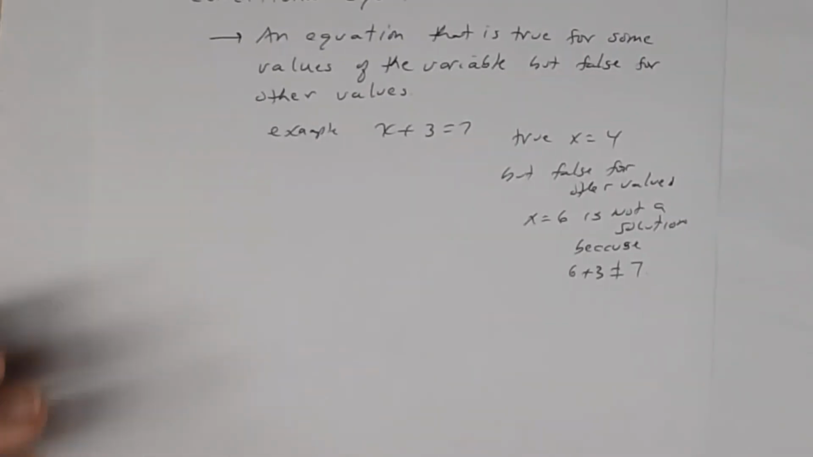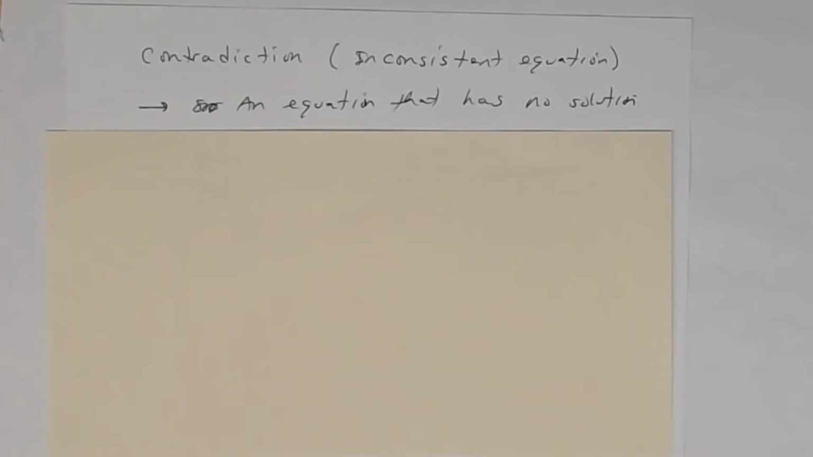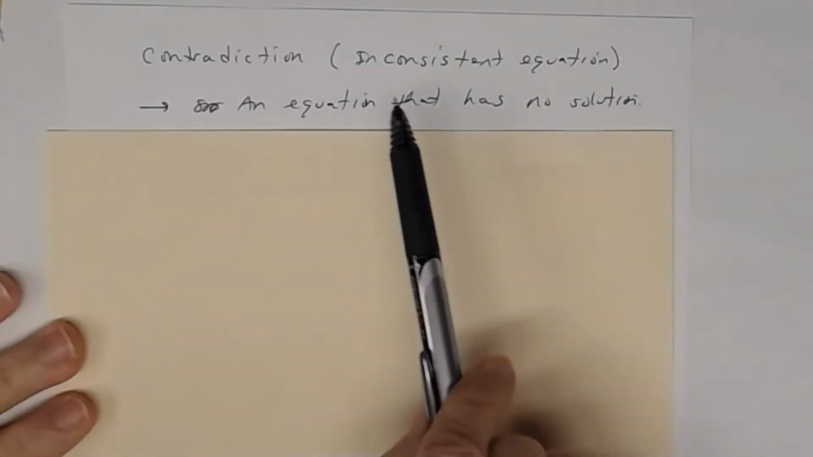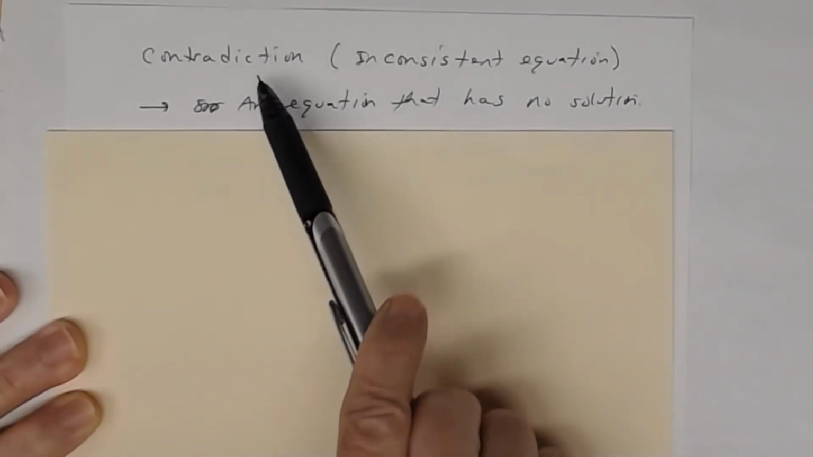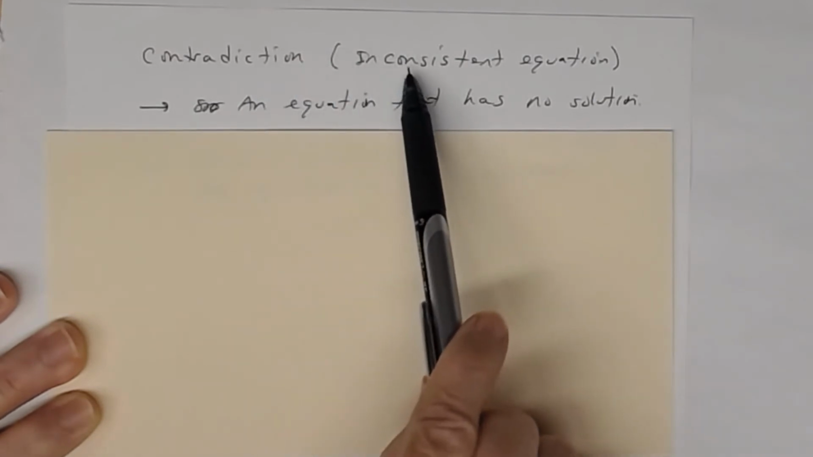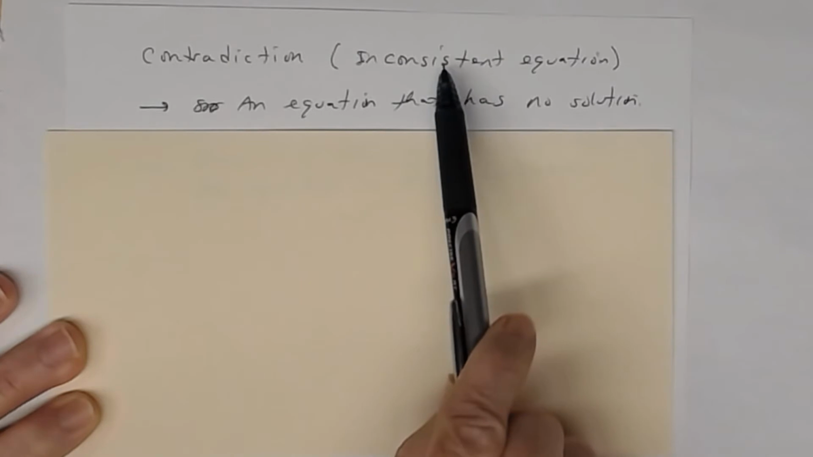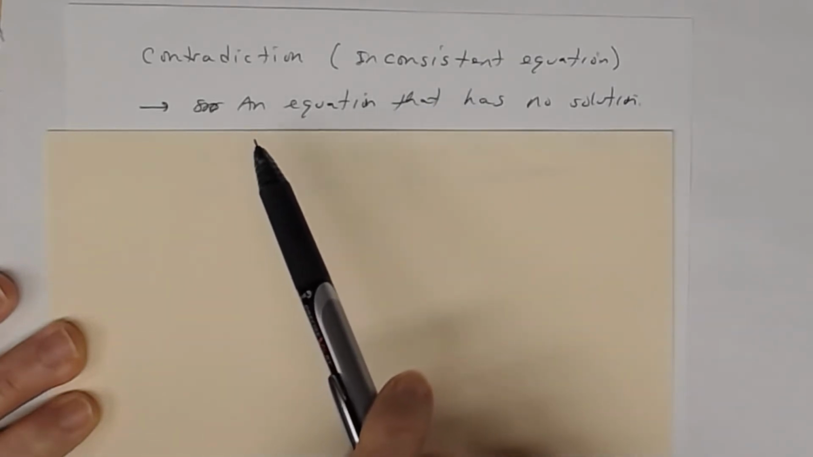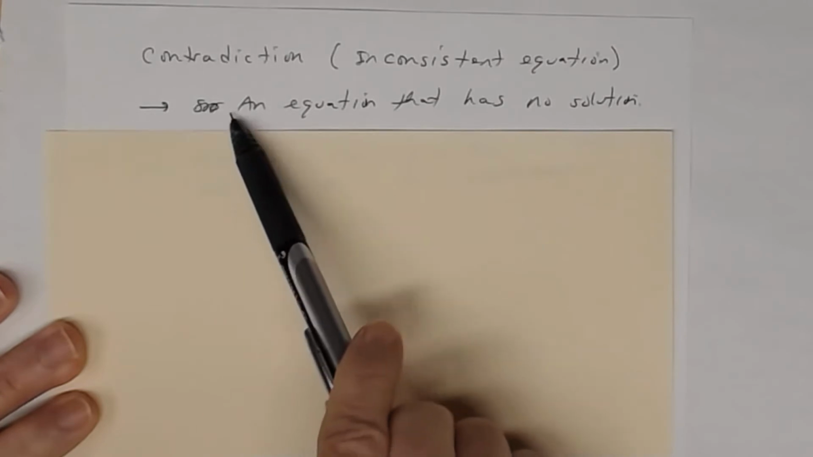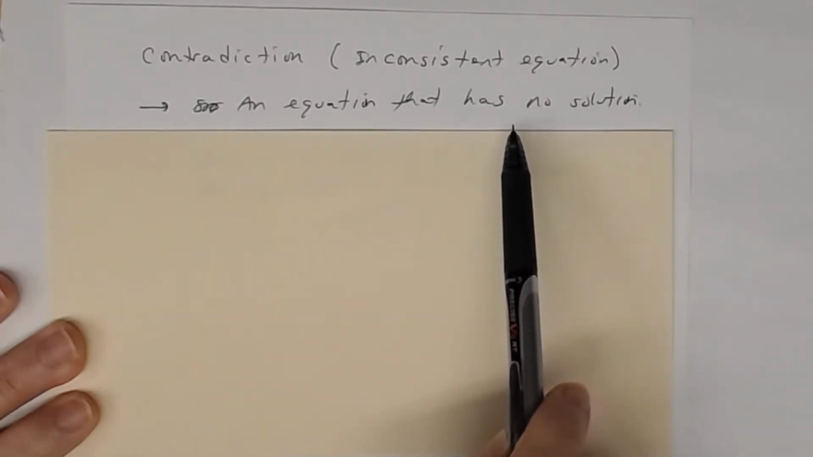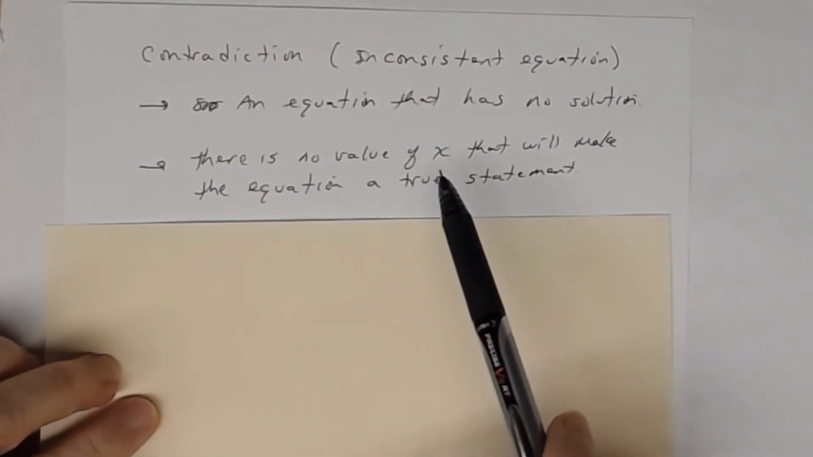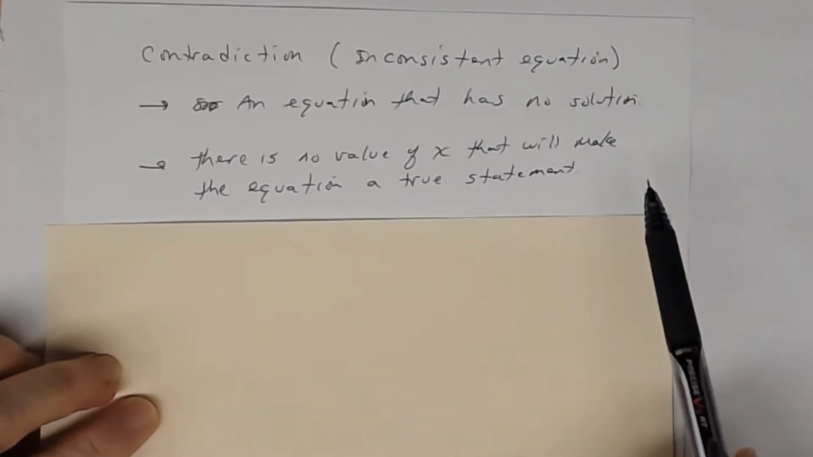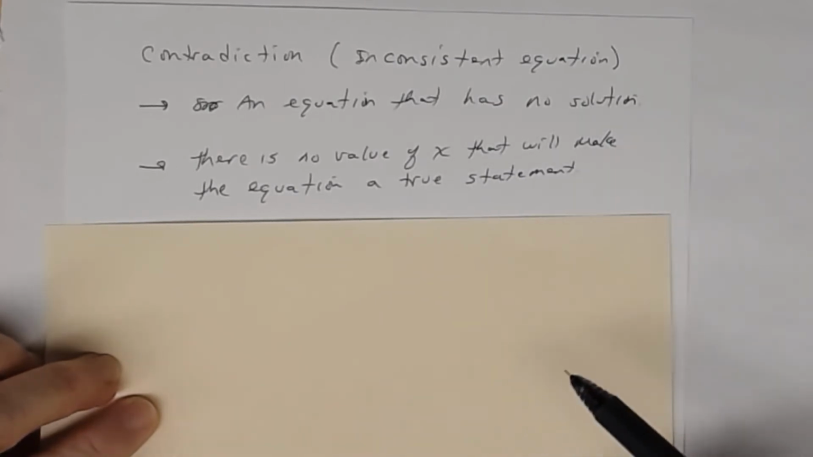Now let's look at a contradiction. What do we mean by a contradiction? Some textbooks will use the word inconsistent equation, so keep that in mind. Your textbook uses the word contradiction, but others could use the word inconsistent. A contradiction is an equation that has no solution. What that means is there is no value of x that will make the equation a true statement.